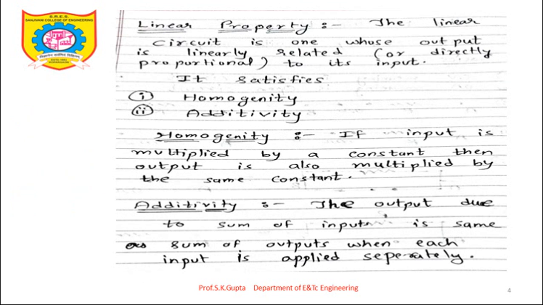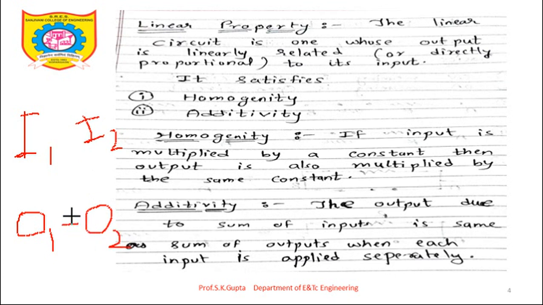Then additivity. Suppose I have two different inputs, I1 and I2. If I apply input 1 individually, I will get output O1, this is just an example. And if I apply input 2, I get output O2. If I add these two, I will get one output. Now if I apply the combined input, the addition I1 plus I2, then also I should get output O1 plus O2.